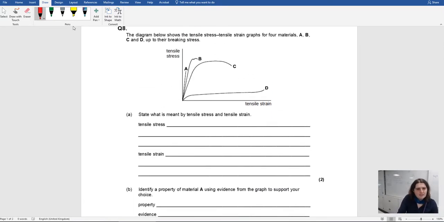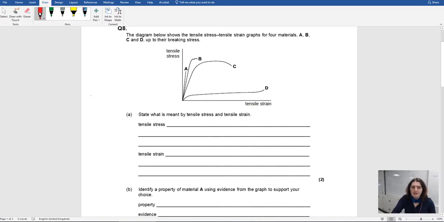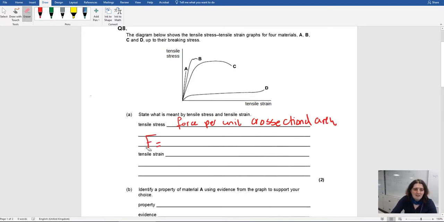So the first question is state. State is a very factual thing. Normally when it says state or define, with certain things, you are looking at equations. So it says state what is meant by tensile stress and tensile strain. Tensile stress is the force per unit cross-sectional area, which is basically F over A. Tensile stress is force divided by the area.